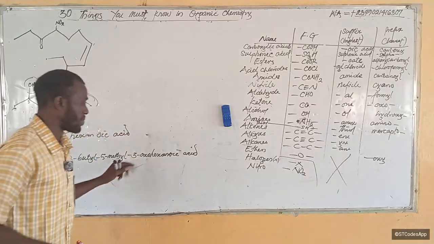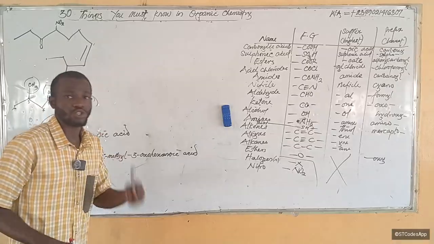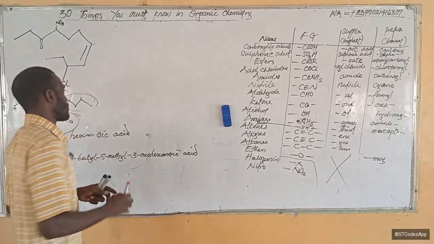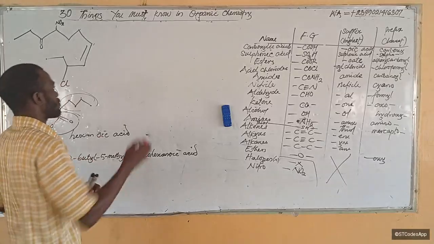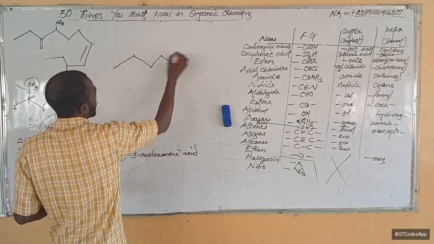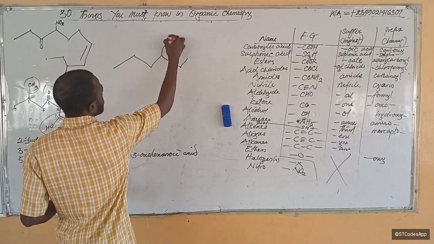So there is never anything like hexan-2-oic or hexan-3-oic, except if we have the functional group appear twice. In which case it might look confusing. So for example, look at something like this. You have something like this, COOH.